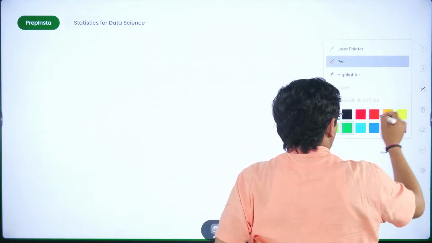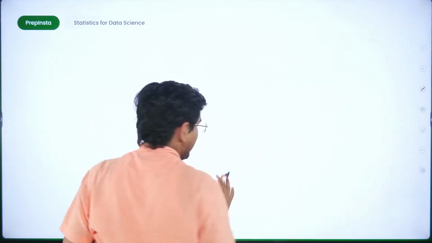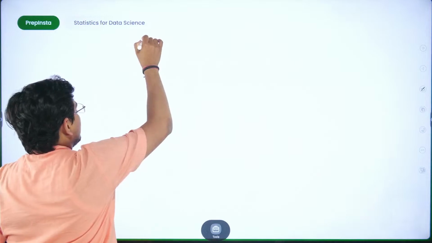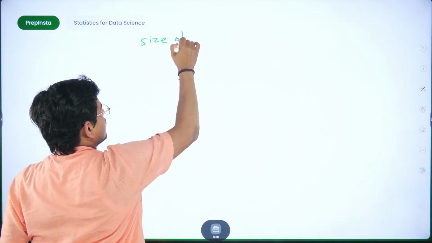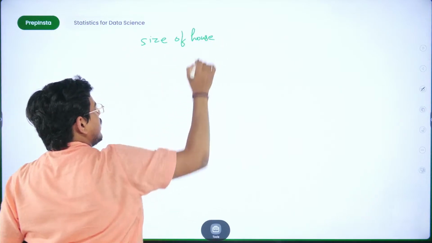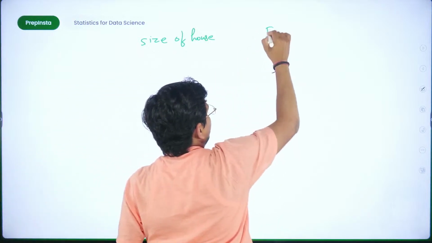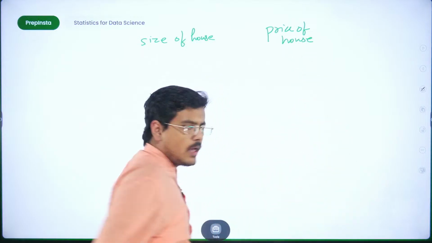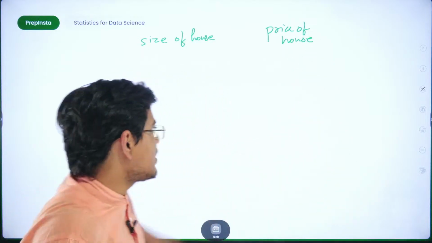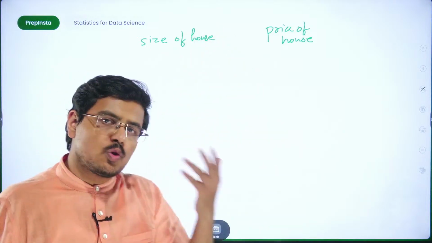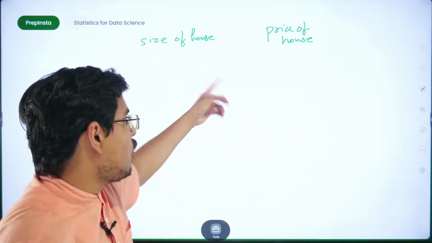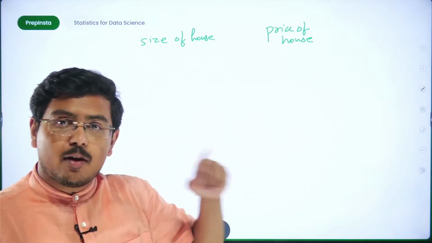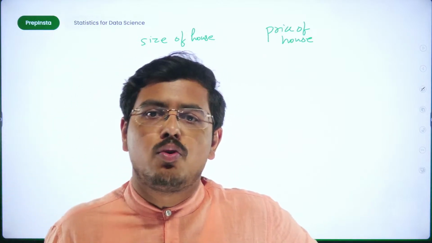Now, I'll take a realistic application of it. For example, let's take a data set where size of house is given. Size of house and price of house. How should they covariate? They should have a positive covariance, isn't it? As the size of house increases, the price of house should also increase. Common sense. So the covariance would be positive. But when we calculate the covariance, it should also come out to be positive.